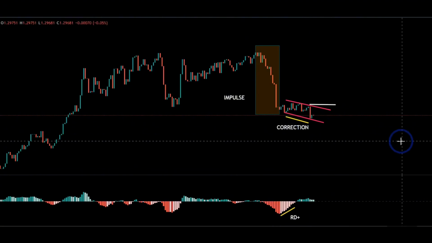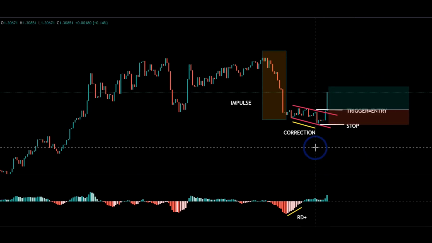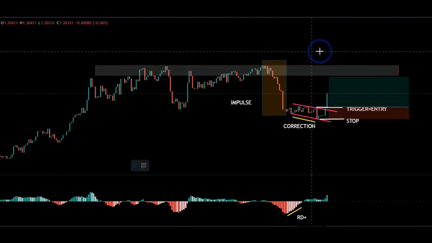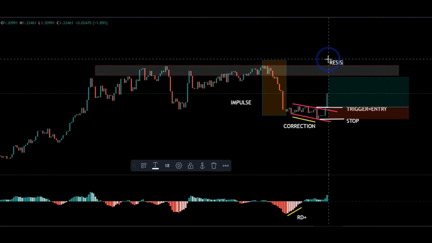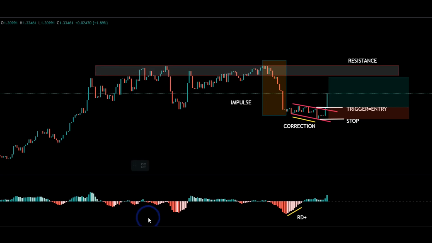Now, with the identification of this ending pattern, we proceed to determine our entry trigger, which we explained earlier. In the case of a bearish pattern, the valid entry point is the last high that formed before the price made a lower low. Once we have established our entry, we set our stop loss below the last valid low. Our target will be placed at a strong resistance zone.